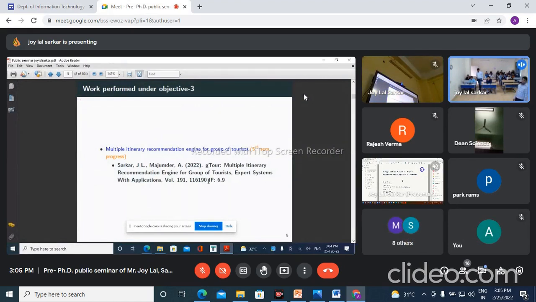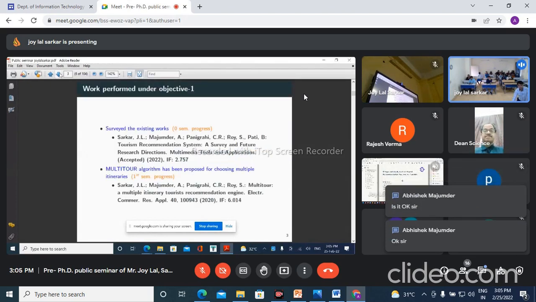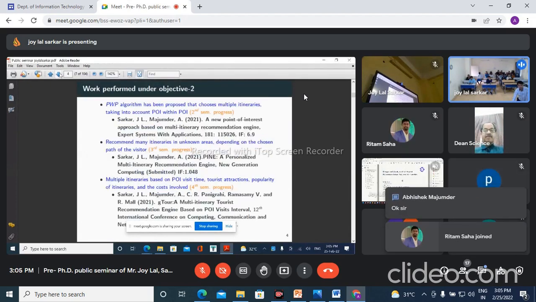Okay. Yes. So this is the overview of my G2 algorithm. The online participants or the presenter maybe have not covered this, so I am just going backward. So this is the work performed under the objectives, sir. I did this survey of existing works. After that the multi-tour algorithm, then the second semester progress report. This is the summary of my work.